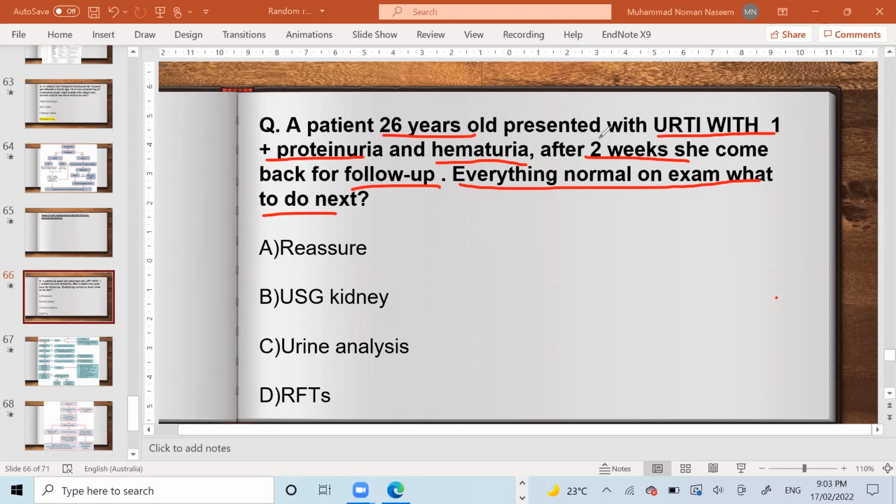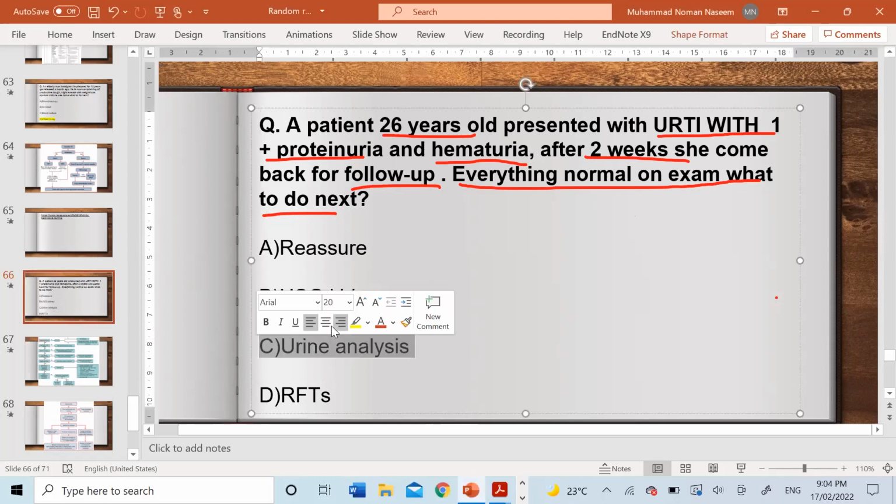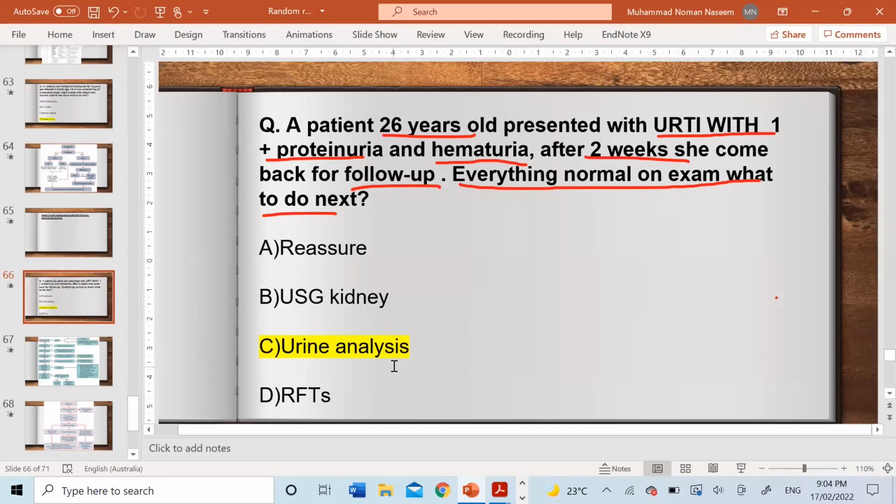Very good. So guys, if patient is having hematuria or proteinuria, either because of any disease, in follow-up, you always do the urine analysis again to find out if they are having the same proteinuria or hematuria or not. If it is persistent, then you can do the next investigation depending upon what kind of disease they were having. Either they were having some nephrotic syndrome or glomerulonephritis, your follow-up next investigation will depend on that.